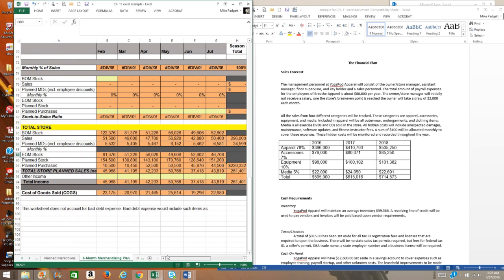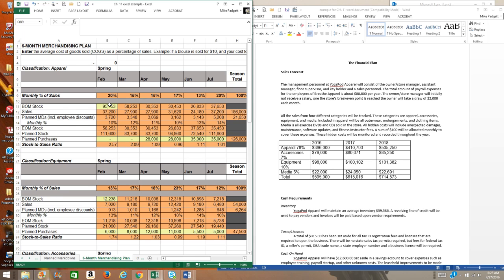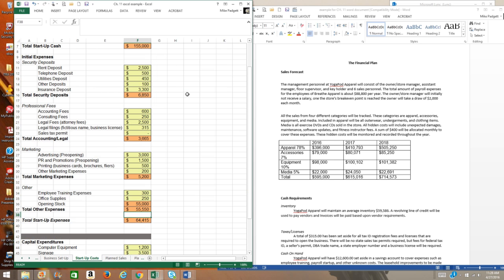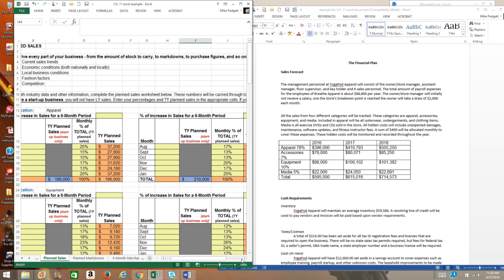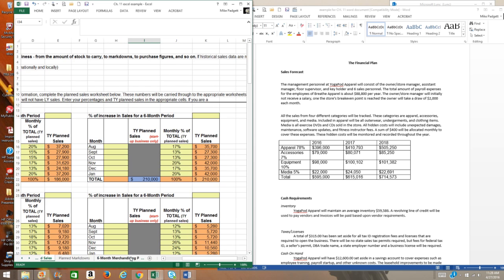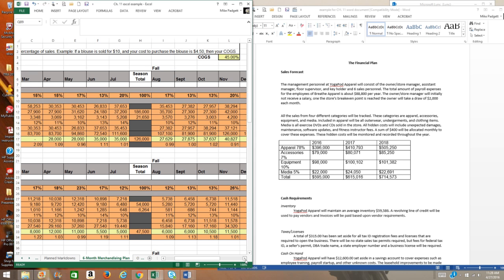And then also, just so you know how you figure your beginning of the month stock, go back over here and look at your startup cost and look at what you put in for your initial inventory. Our opening stock was going to be 55,000, and that would be the cost of it, so that's not at retail. So for our planned sales, we know it's 55,000 in our plan. If you go to the 6-month plan, there is your cost of goods sold. Cost of goods sold was at 45%.